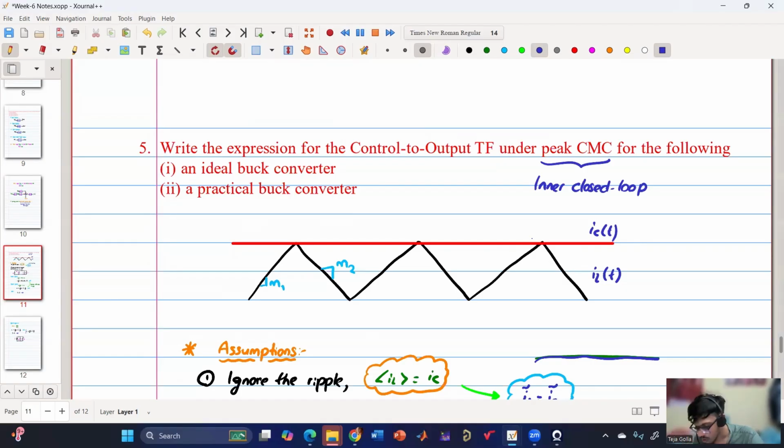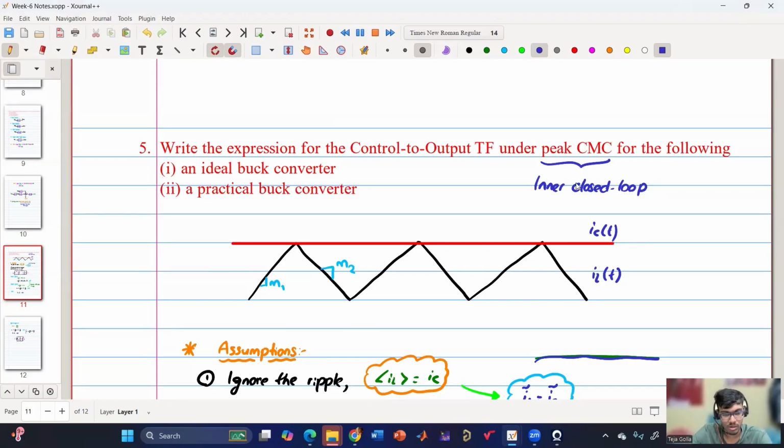Current mode control has two loops: one is the output voltage loop and the other is the inner current loop, and the inner current loop is closed. So we have a fixed reference IC of T, and then we are perturbing IC of T and seeing how V naught of T varies. That is the control to output transfer function here. The control input is the current reference and the output is the V naught perturbation. So that is the overall objective in this question: V naught perturbation of S by IC perturbation of S, because it is current mode control.